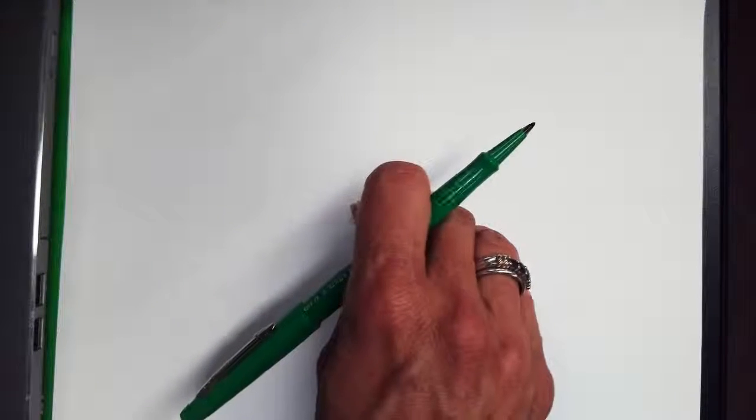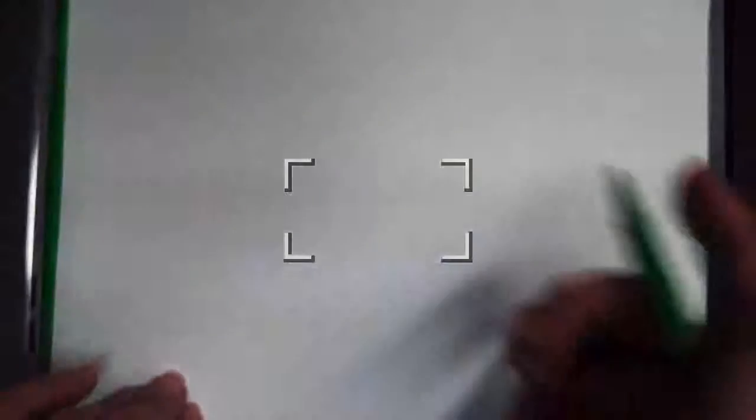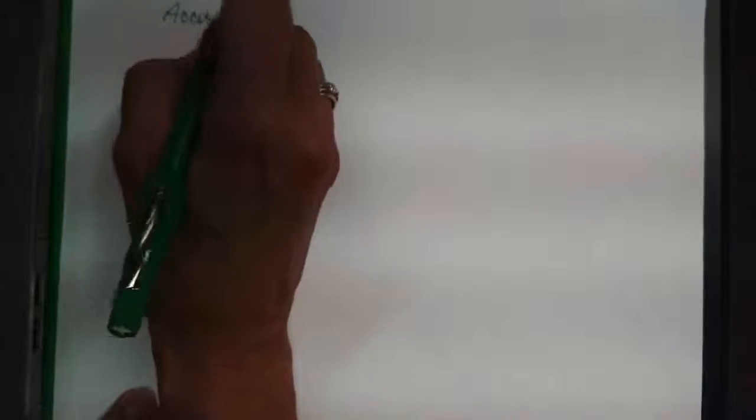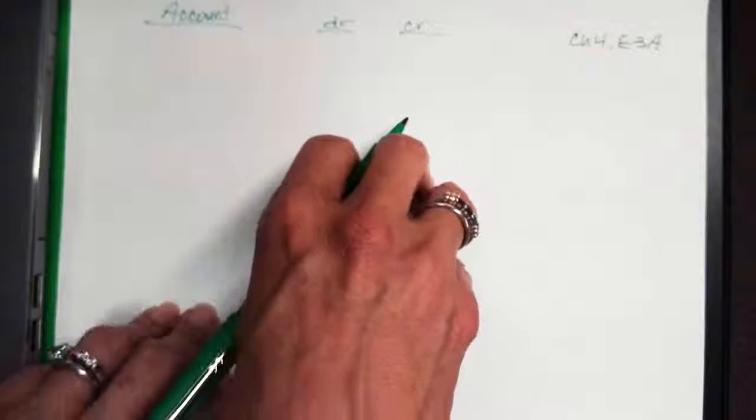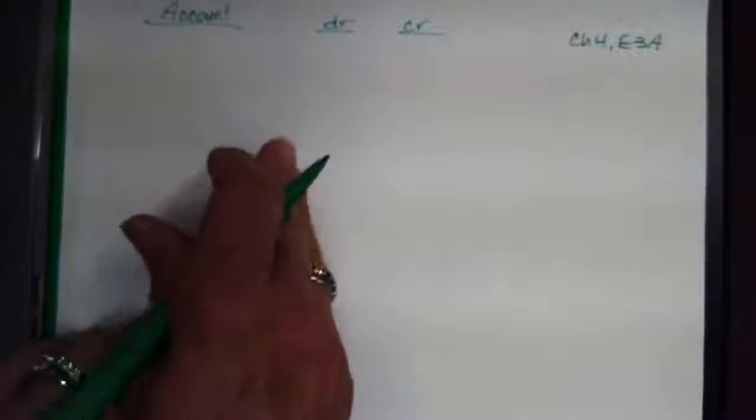Okay? So, what we're going to do is we are going to start with the account and a column for debit and a column for credit. Again, this is problem chapter 4, E3A. This is a good overview to get you ready for your big problem that you're going to have to do to show me that you can put chapters 1 through 4 together.